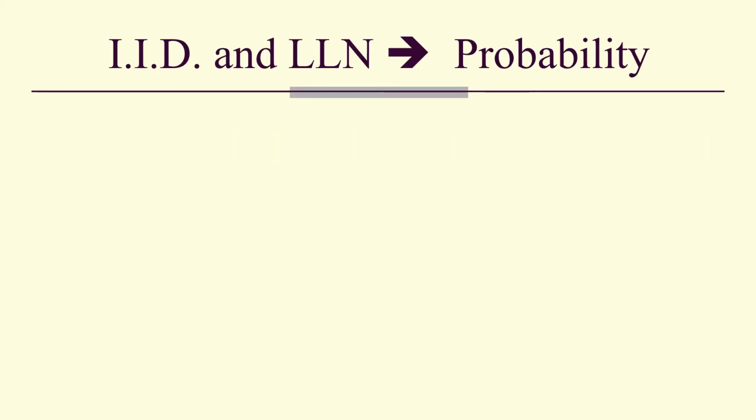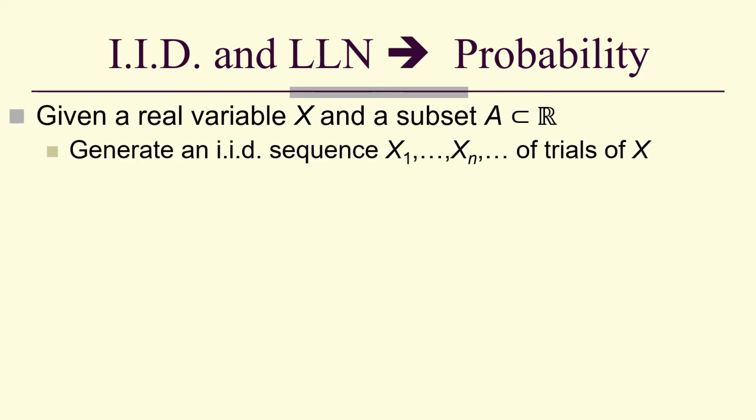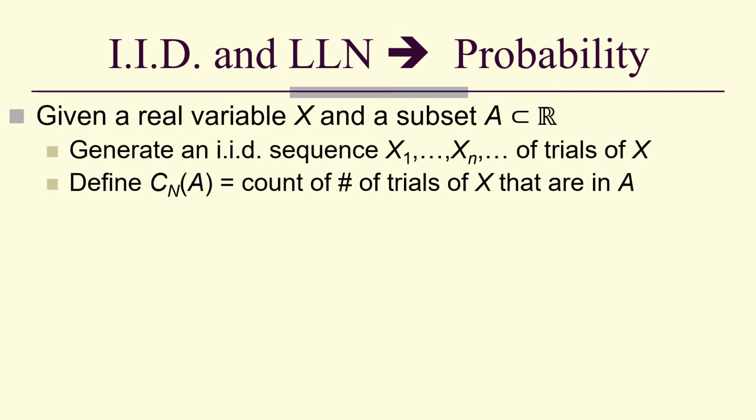So let's look at identically and independently distributed and the law of large numbers, and how that gives us probability. Suppose you have a real variable X and a subset of the real numbers A, and an identically and independently distributed sequence of trials of X.